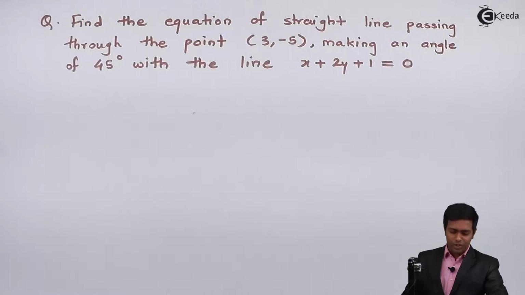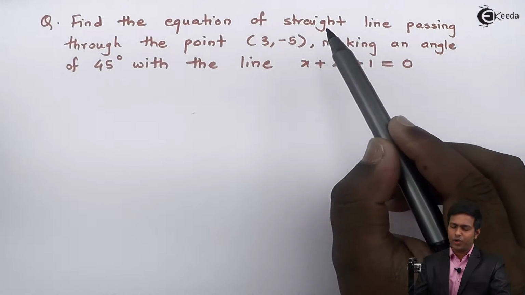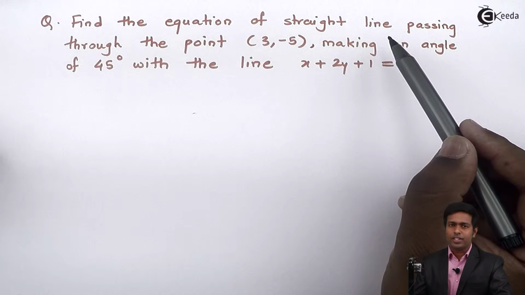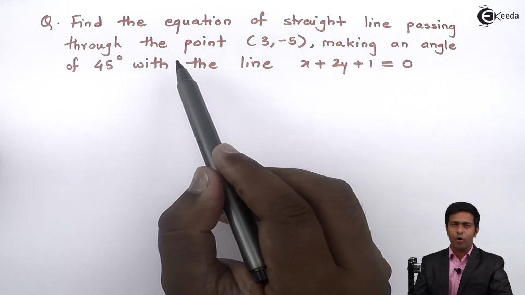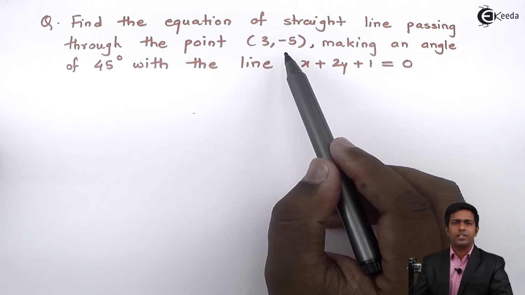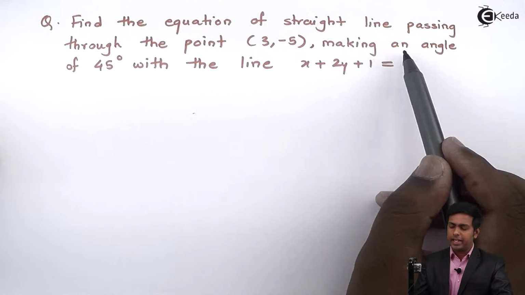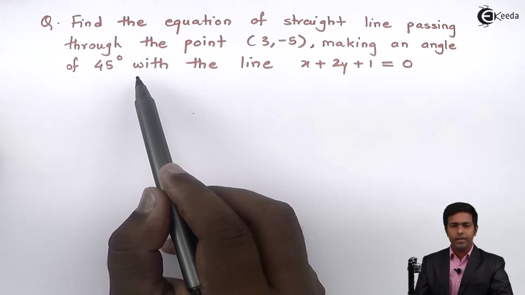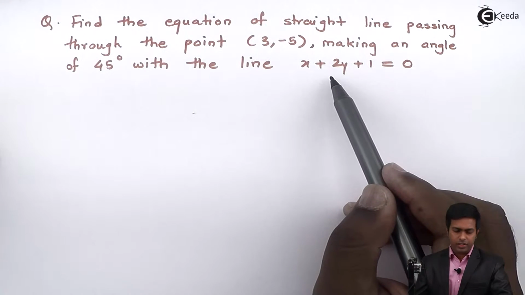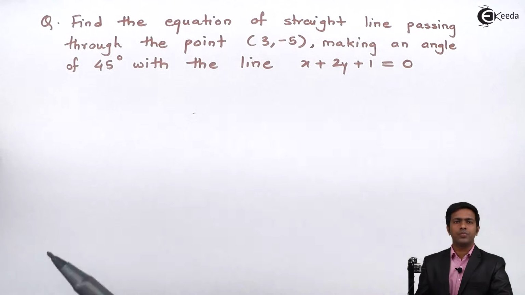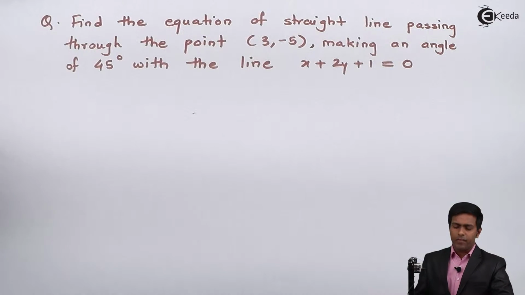Hello everyone. So here in this problem we have to find out the equation of straight line which is passing through the point (3, -5) and making an angle of 45 degrees with the line x + 2y + 1 = 0. So before starting with the solution, let's visualize the given problem.